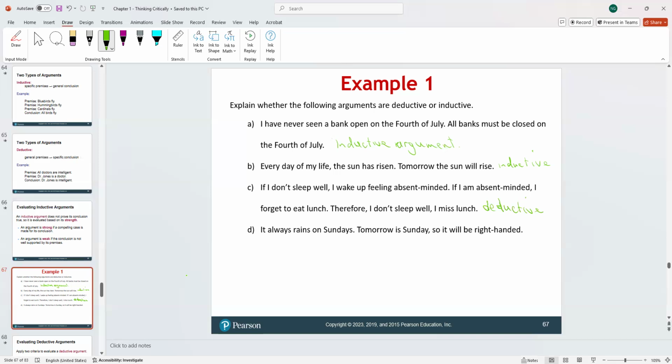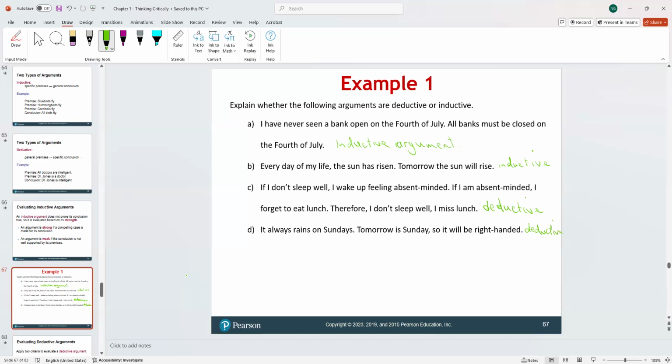And let's see the last one. It always rains on Sunday. That's general, right? Then something specific: tomorrow is Sunday, so it will rain. So again, this one is a deductive reasoning because a specific conclusion is deduced from more general premises. So we're going to say deductive for this one also.